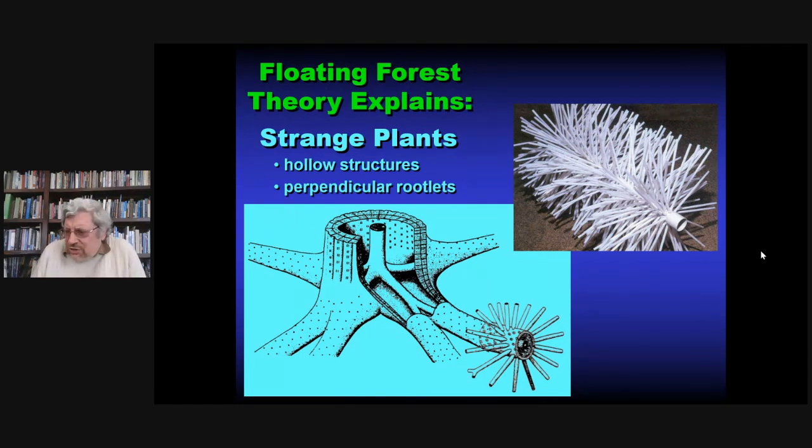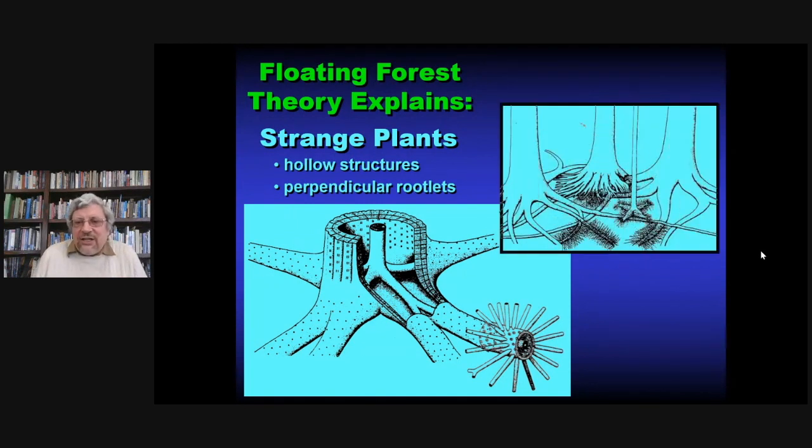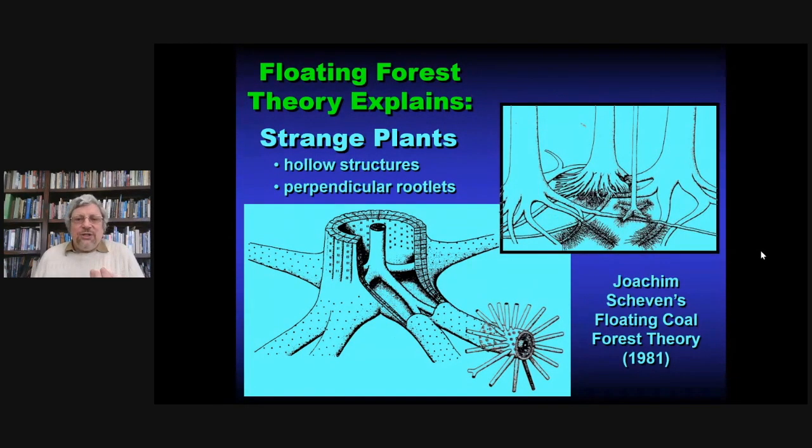They're not tough. And the question that Joachim Scheven asked is how in the world could such structures grow in soil? How could hollow roots grow through the soil without collapsing? How could these soft, perpendicular rootlet structures go through soil? And so he argued that the anatomy of these plants argued that they were actually not in soil, but in water. And so he argued that the trees that are found composing the coal are actually from floating forests, floating trees.